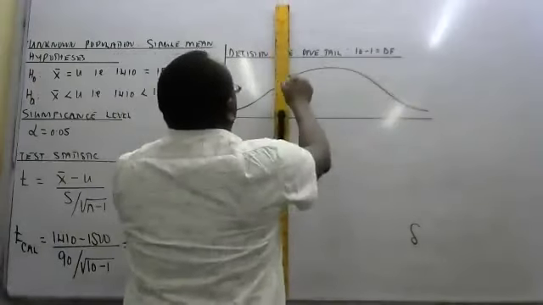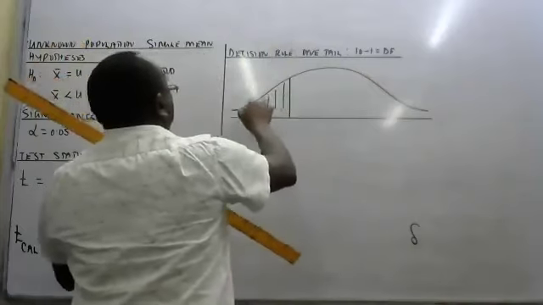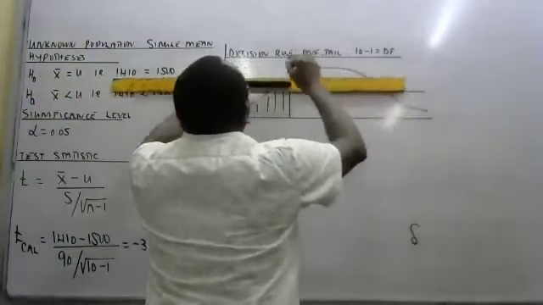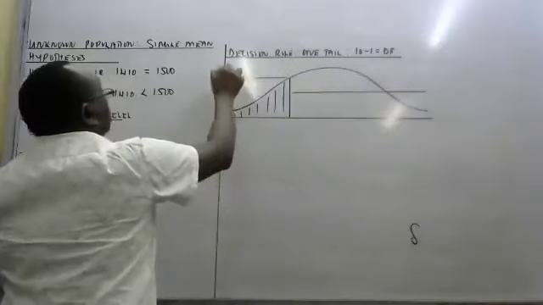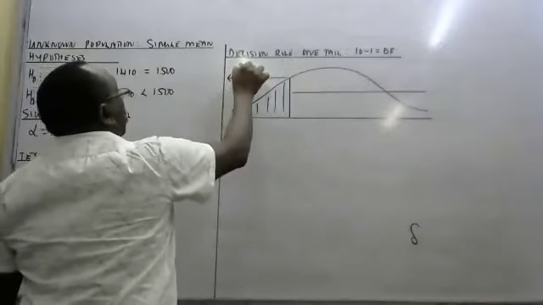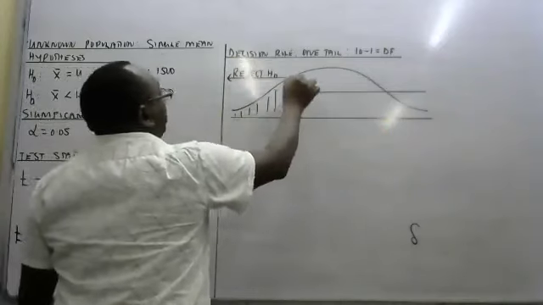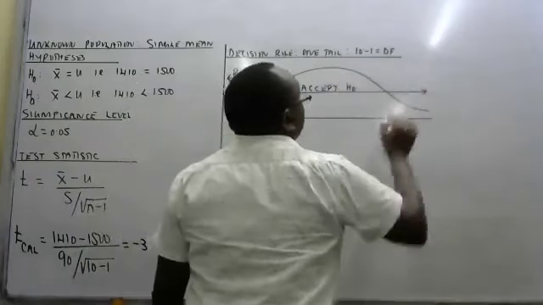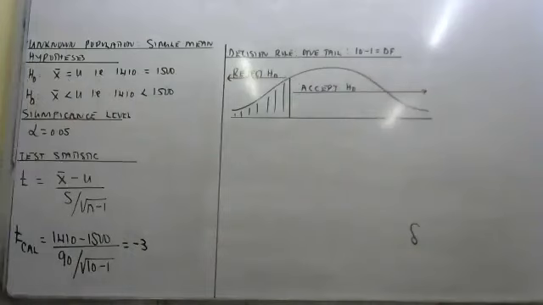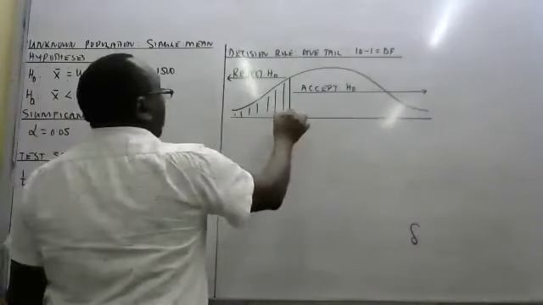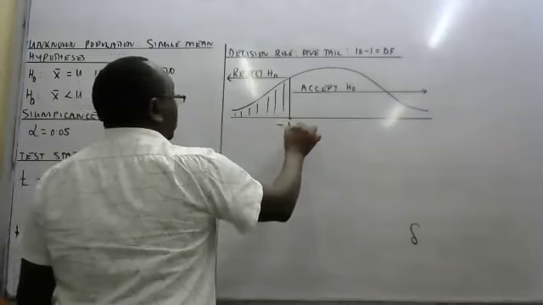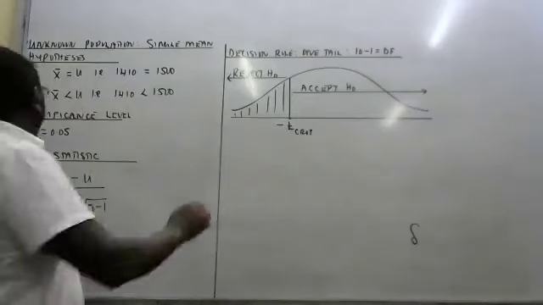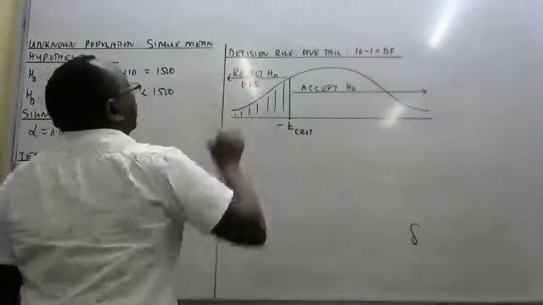Because we are on the lower side, we are going to shade here. So this is to reject null. This is to accept null. Then here you have minus T critical. This side is 0.05 because it's one tail.